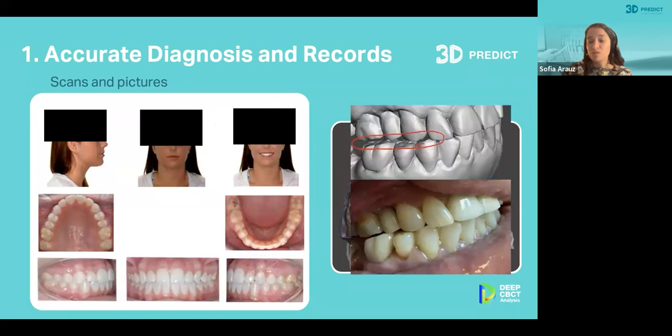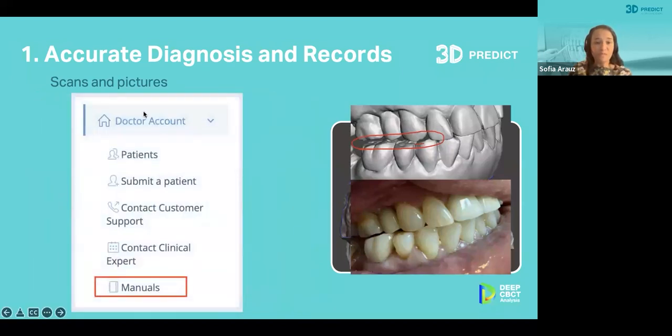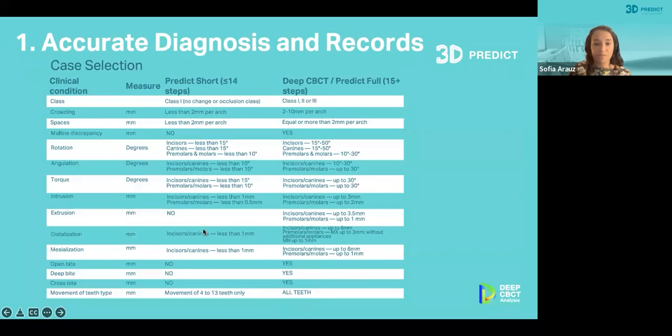And some doctors even tell us, well, pick one. In reality, that's just gonna lead to refinements, even mid-treatment refinements, more trays, more visits, more chair time. That is just completely unnecessary. So just make sure those pictures and those scans match. And if you want to see more information about pictures, show it to your staff or whoever is taking those scans, whoever is taking those pictures in your practice, please go to your doctor account on the manuals. We have all that information there.